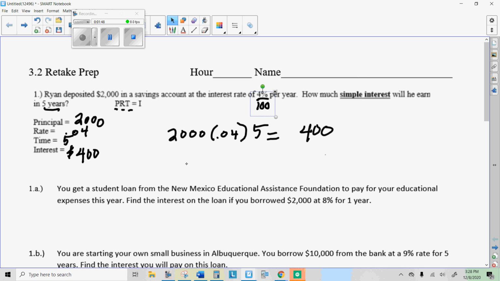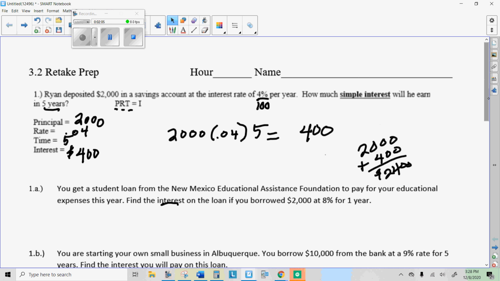The total amount in the account, of course, if you were asked that, you would have to add the 2,000 plus the 400 in interest. So that would be 2,400. That wasn't asked for this question. You were just asked the interest.